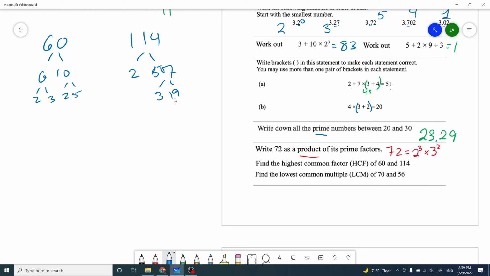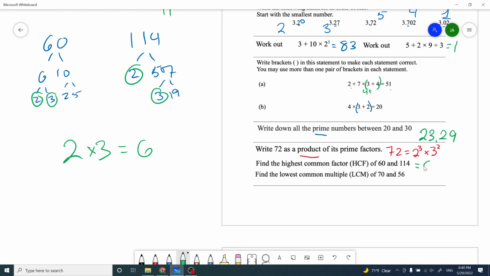Okay, so here, to find the highest common factor, I need to look at which numbers appear the same number of times in both of my factor trees. So I see I've got a 2 here and a 2 here. I'm going to write that down here. I've got a 3 and a 3. But here I have 1, 2. I don't have another 2, and I don't have a 5. And likewise here, I don't have a 19 over here. So we're just going to take these two numbers and multiply them. So 2 times 3 gives me 6.